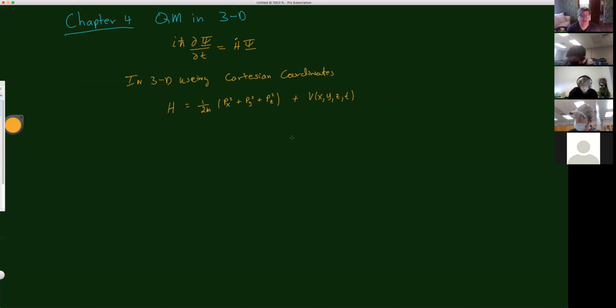Now again, just like in chapter 2, we're going to restrict ourselves to V's that don't have t, okay? So we'll not have t, only x, y, z, or other coordinate systems. If we're in other coordinate systems, it might be V of r, theta, phi, in other words, if that's spherical.